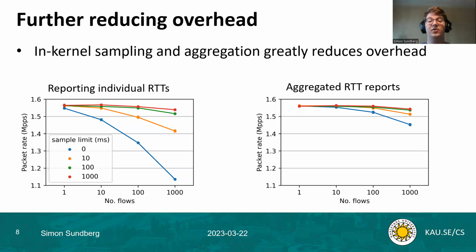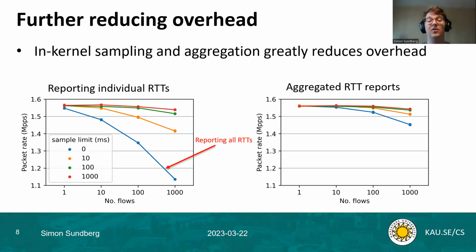So we also looked at using some in-kernel sampling and aggregation to reduce this overhead. The blue line in the left figure here basically shows the same ePping performance as in the previous slide, where it is reporting all of the RTTs. But then we applied some per flow sampling, where we basically limited the frequency at which each flow could report an RTT sample. And as you can see by the lines above this blue line, that greatly reduced the overhead as the number of concurrent flows increased.